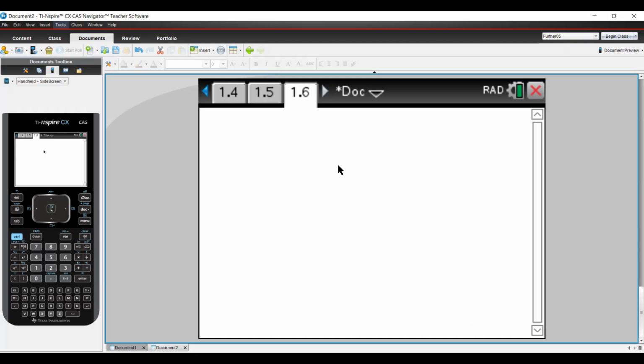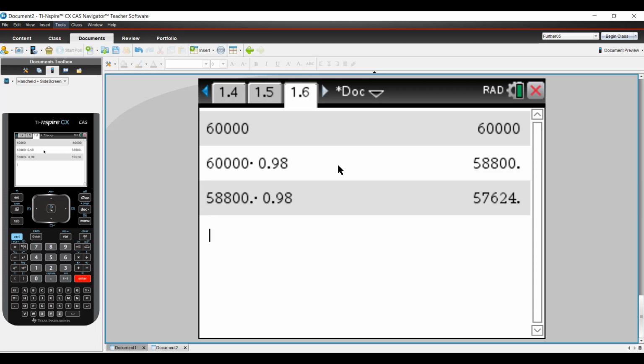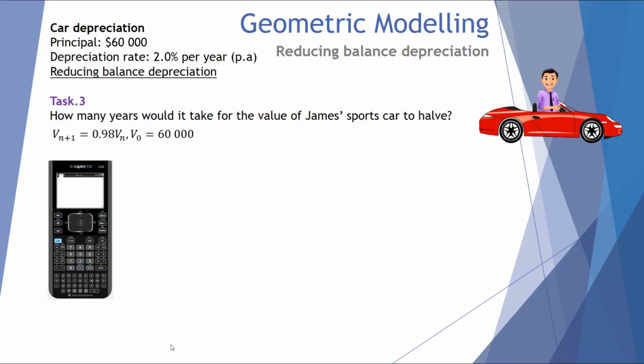Let's model this calculation using the TI Inspire CAS calculator. So first of all, our initial value is 60,000, enter, and we're going to multiply that by a growth rate of 0.98, meaning it's going to reduce by 2% each year. So after 1, 2, and 3 years, we find the vehicle's value after 3 years under these reducing balance depreciation arrangements is $56,471.52. Task number 3. How many years would it take for the value of James's sports car to halve?